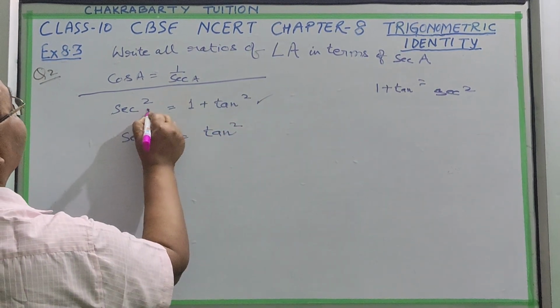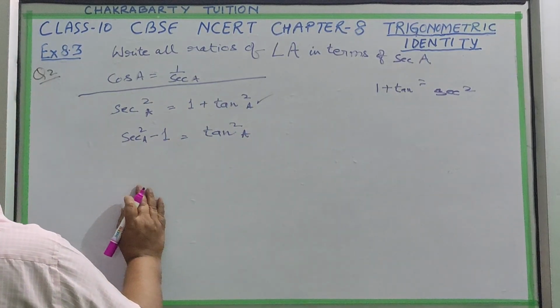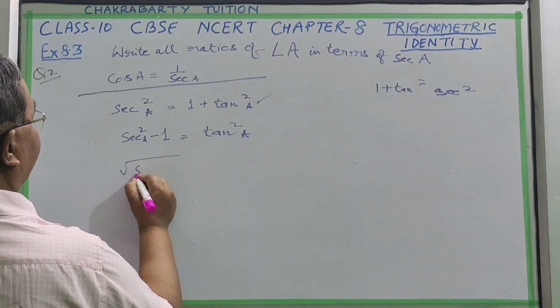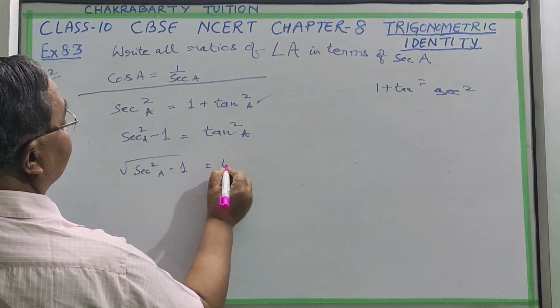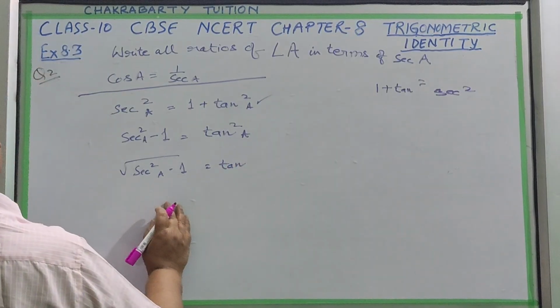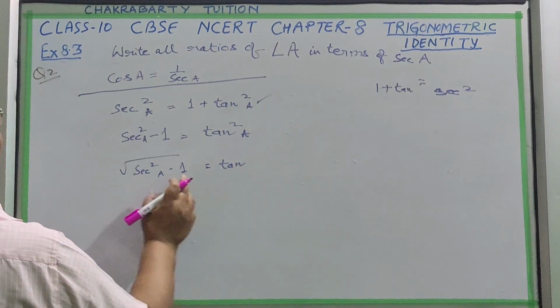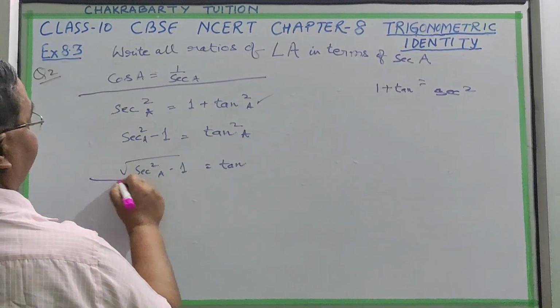A everywhere you have to write. Okay, A everywhere you have to write. Sec square A minus 1 is equal to tan square A. Or tan A is equal to under root sec square A minus 1. So here you have defined tan in terms of sec. So your second is also over.